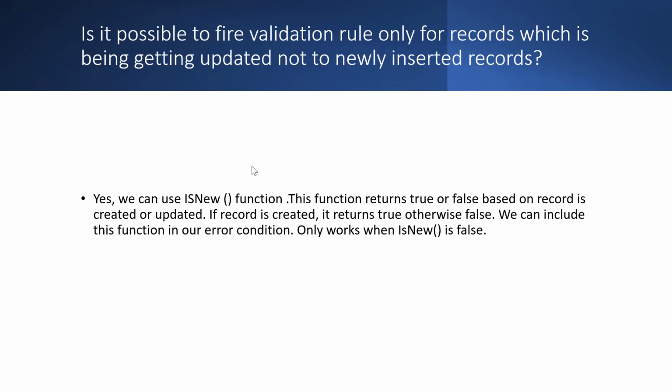Is it possible to fire a validation rule only for records which are being updated and not for newly inserted records? Yes, we can use the isNew function. This function returns true or false based on whether the record is created or updated. If the record is created, it returns true, otherwise false. So we can include this function in our error condition. It only works when isNew is false, right?